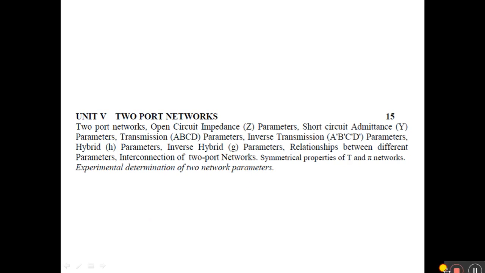Hi everyone, we are going to discuss two-port network. This belongs to Electric Circuit Analysis Unit 5.